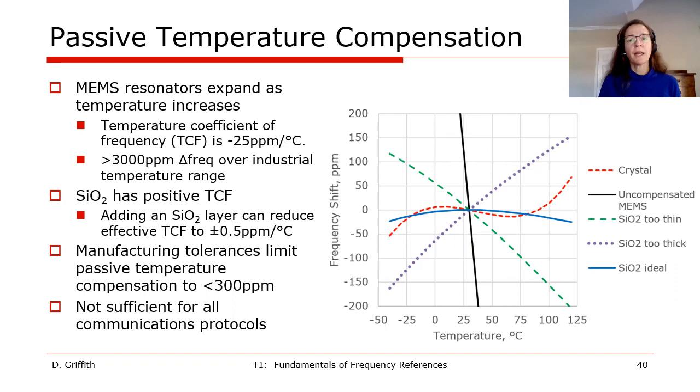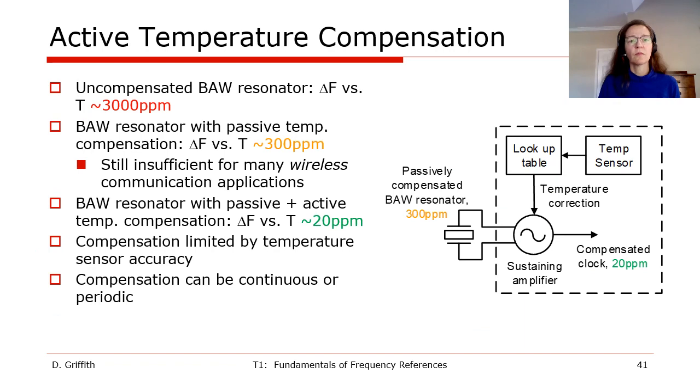So although the passive temperature compensation of MEMS is really effective, it's still not sufficient to make their frequency reference suitable for all communications protocols. So we saw that a completely uncompensated ball resonator had over 3,000 ppm of frequency variation over temperature. This is much too high for nearly all communication standards.